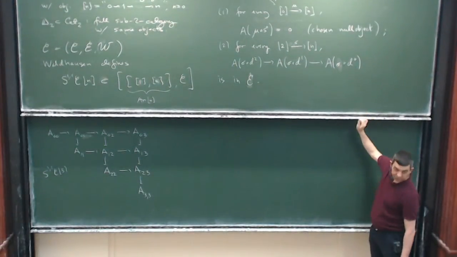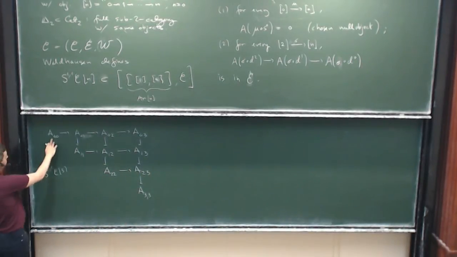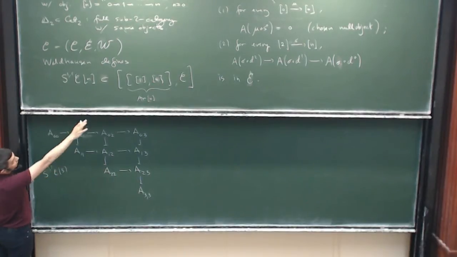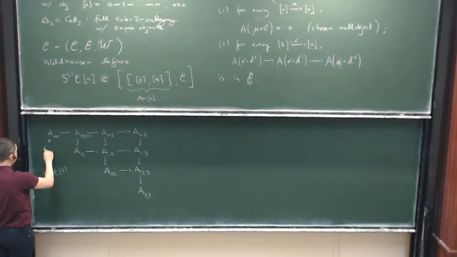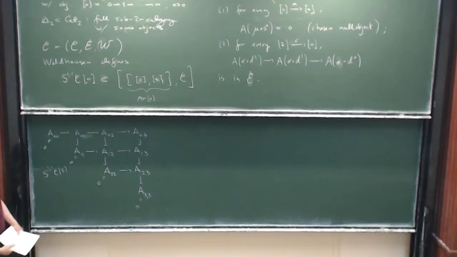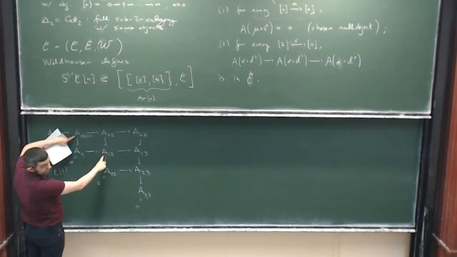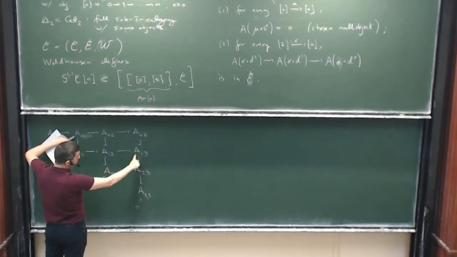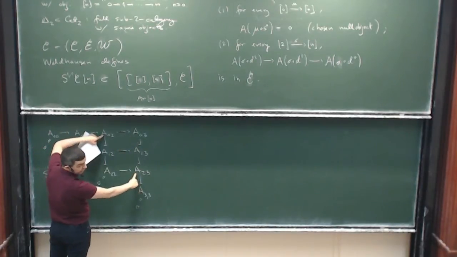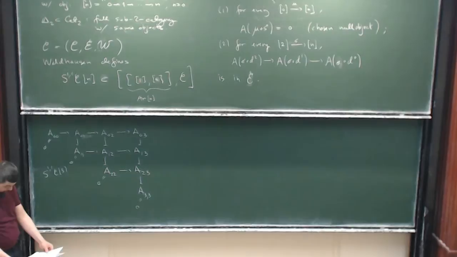So let's just digest these properties in this case. One says that this is zero, that this is zero, and that this is zero, and that this is zero. And the second one says that if I go from here to here to here, then that is exact. From here to here to here is exact. And so on. So if this is the first time you see this, you probably have to sit down and play with it yourself to fully absorb it.